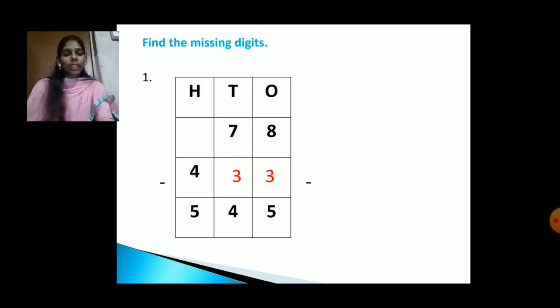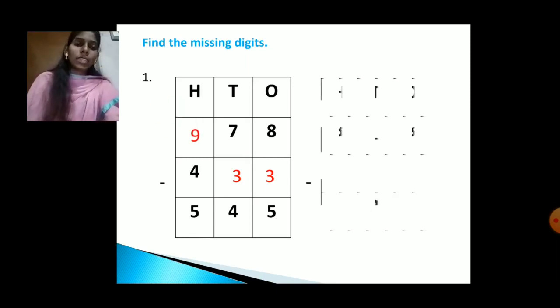Now look at the hundreds place. At the hundreds place you have to find out the bigger number. And for finding the bigger number, what will we do? We will add the smaller number and the difference. The smaller number is 4 and the difference is 5. So 4 plus 5 is 9. So we will write 9 under the hundreds place, at the bigger number place.